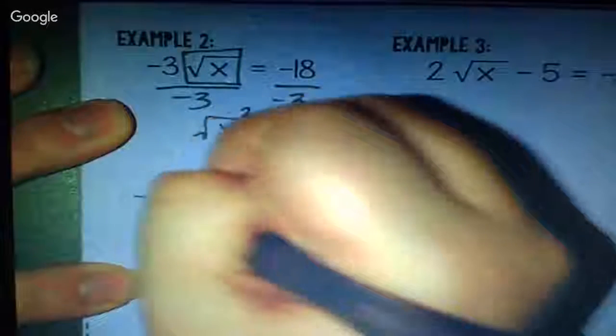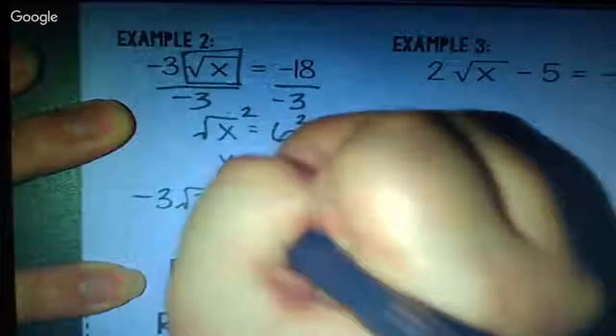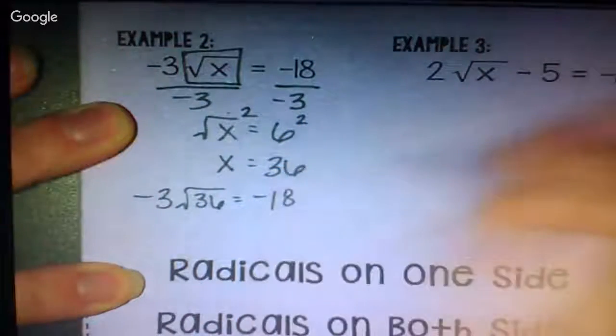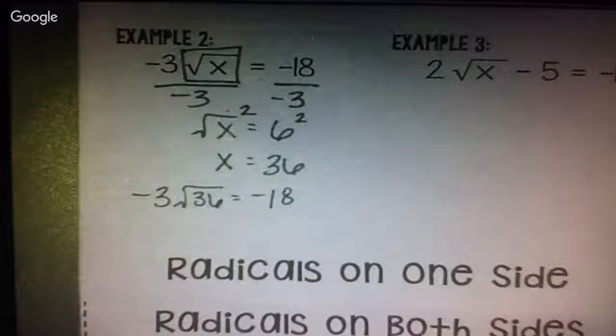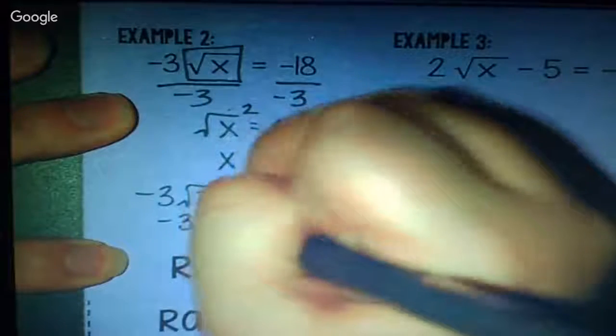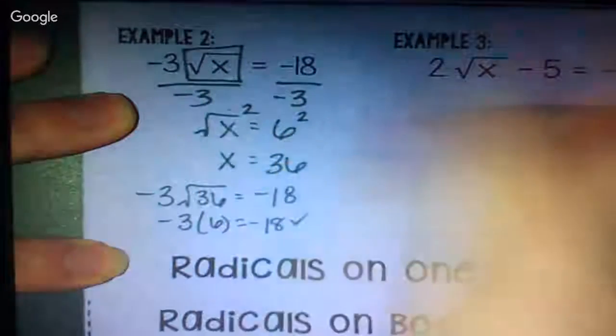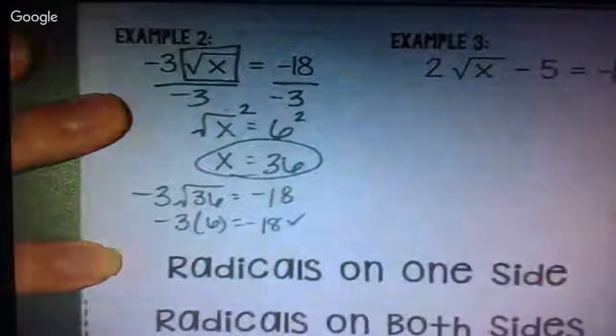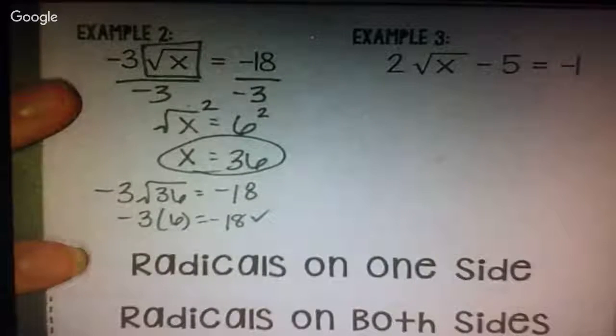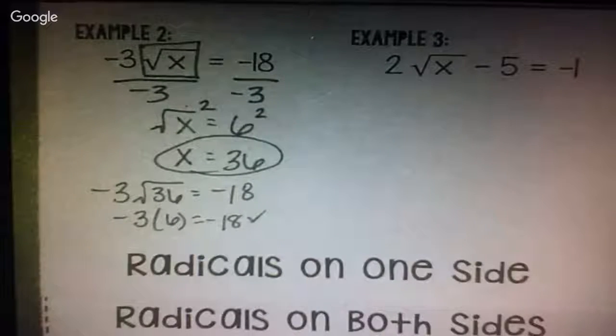So we've got -3 square roots of 36 equals -18. Square root of 36 is 6, and 6 times negative 3 is? Negative 18. Good. So that works. So 36 is your answer. Okay? Take a look at the other one.